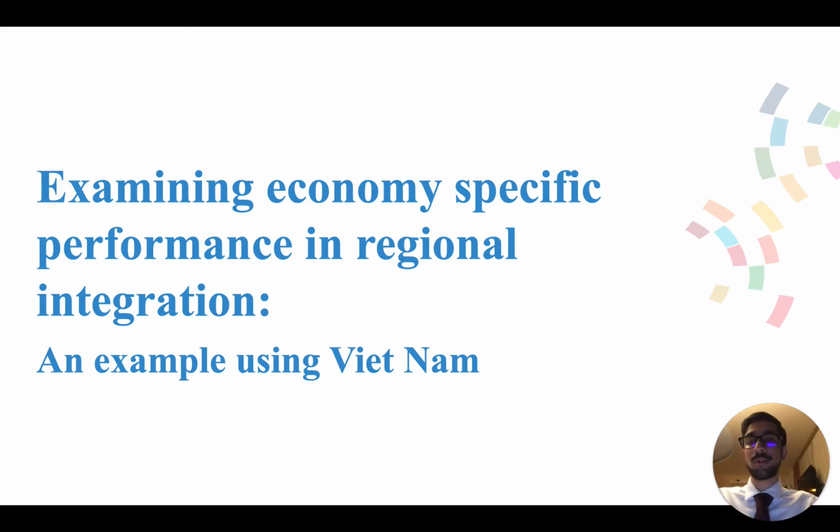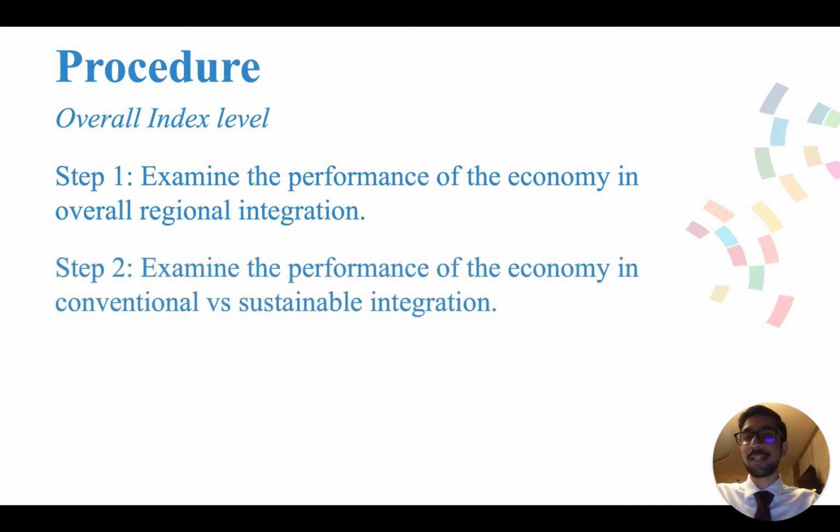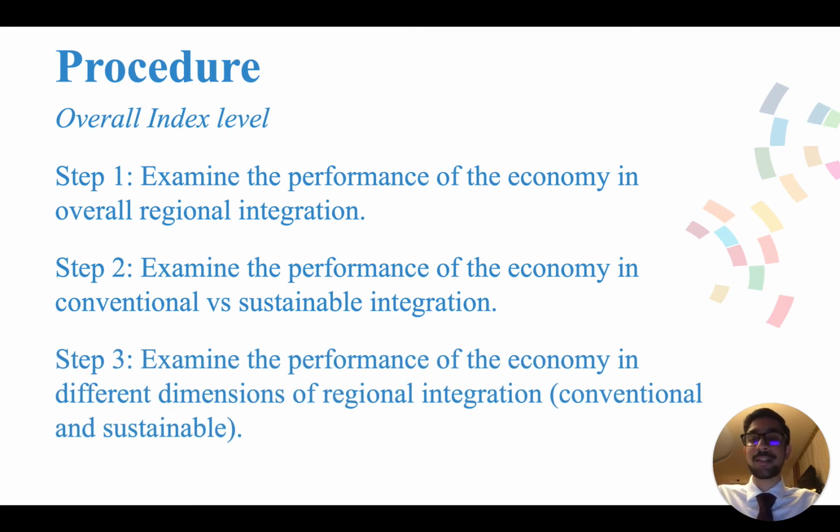In our example, we choose Vietnam. The procedure is as follows. In step 1, examine the performance of the economy in overall regional integration. In step 2, examine the performance of the economy in conventional versus sustainable integration. In step 3, examine the performance of the economy in different dimensions of regional integration, both conventional and sustainable.